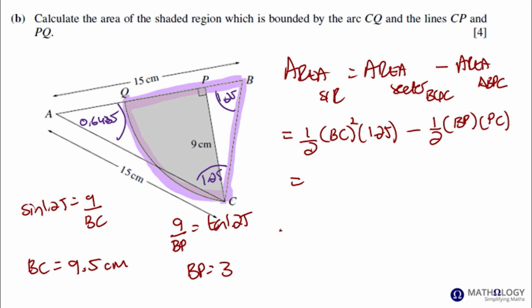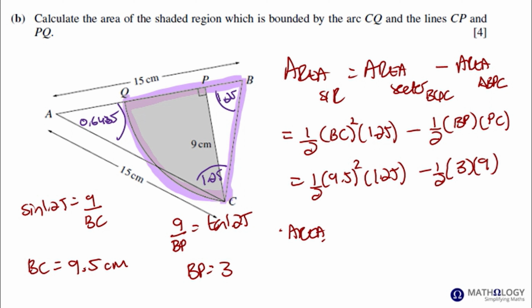So the area of the shaded region equals a half times BC squared. So it's going to be 9.5 squared times 1.25 minus a half, BP is 3 and PC is 9. So the area of the shaded region therefore equals approximately 42.91 centimeters squared.